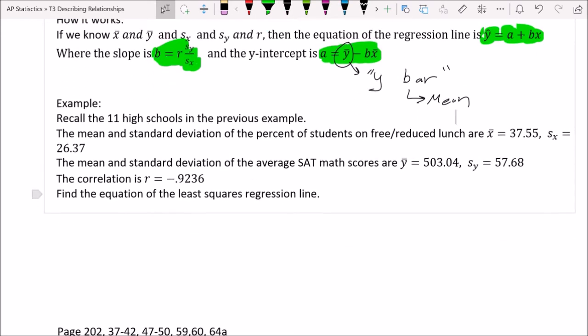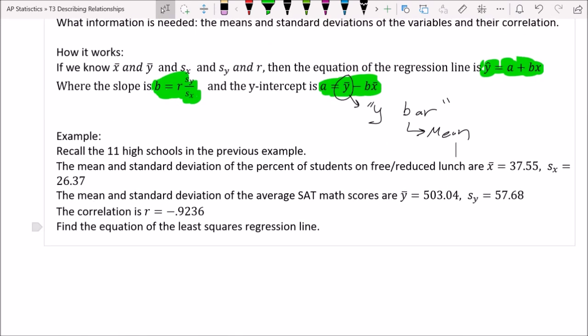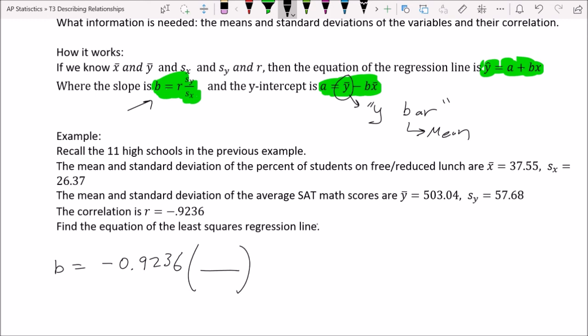And so guys, you just literally use your basic algebra skills to figure this out, and we plug in what we know. So what were we told here? We know the values for the first equation? Yes, we absolutely do. So I'm going to plug those in. B equals R, which they told us is negative 0.9236, multiplied by S sub y over S sub x, because we're given those, okay? And this is typical that AP would give these to you. So 57.68, and S sub x, so 26.37.